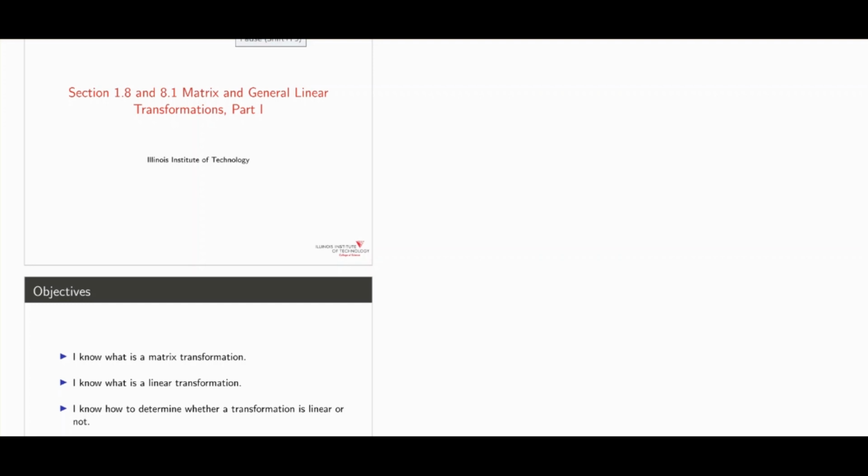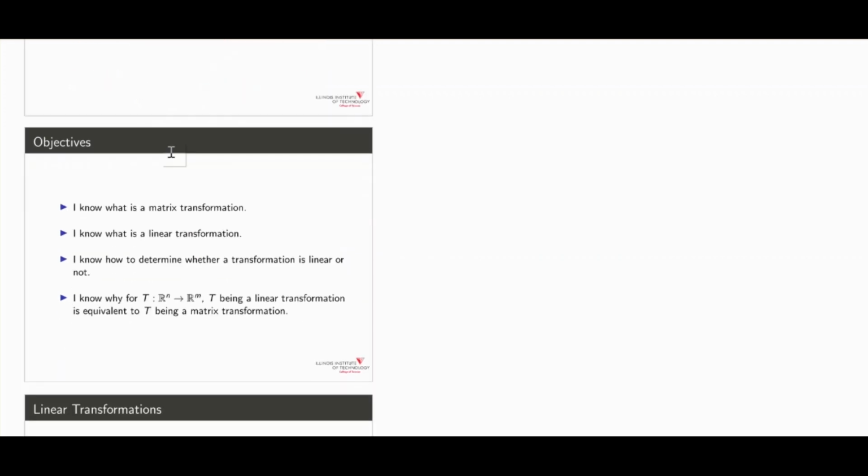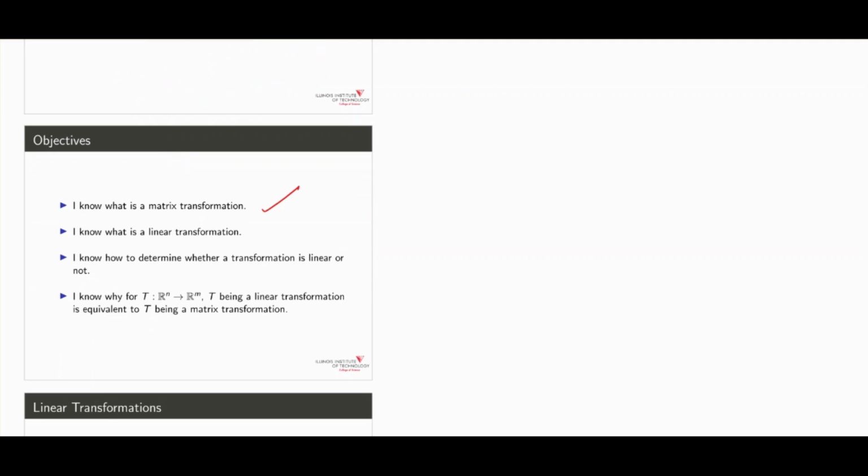All right, let's begin by looking at the objective for this section. At the end of this section, you should know what is a matrix transformation. You should know what is a linear transformation. And given a transformation, you should be able to determine whether that transformation is linear or not. And for this particular type of transformation, you should know that this type of transformation being linear is the same as this type of transformation being a matrix transformation. So linear transformations and matrix transformations are the same thing for transformations that look like this.